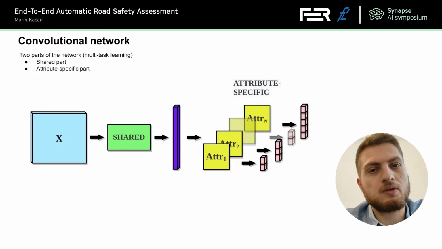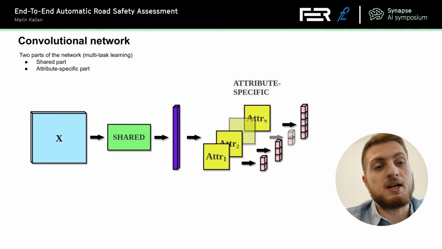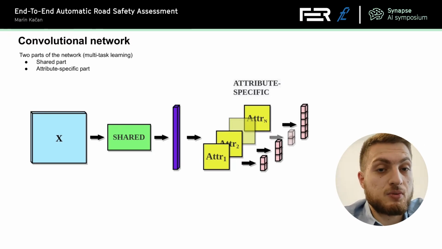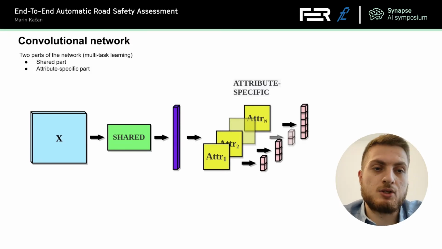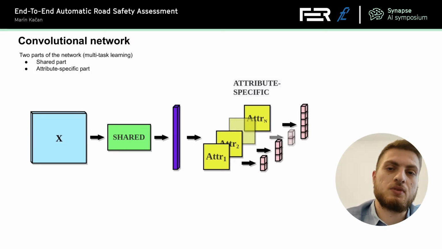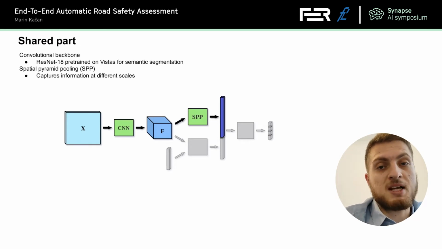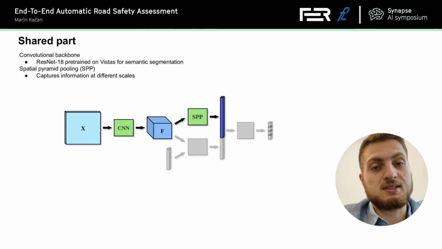The convolutional neural network consists of 2 main parts. The bulk of the network is a shared backbone which acts as a feature extractor and outputs a vector which is then passed to individual attribute-specific classifiers. The shared part of the network consists of a ResNet-18 encoder, which was pre-trained for the task of semantic segmentation on the challenging Vistas dataset.